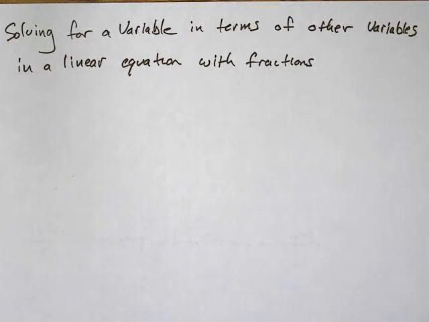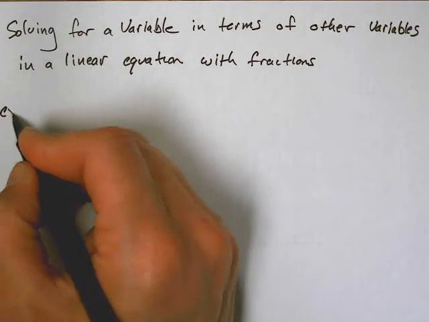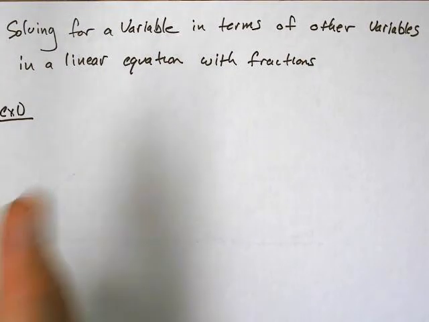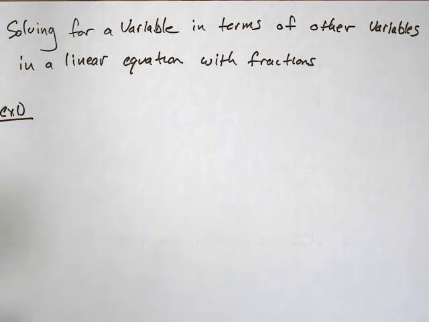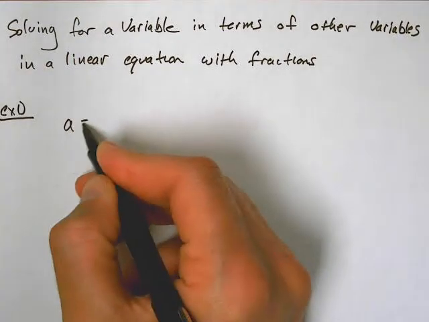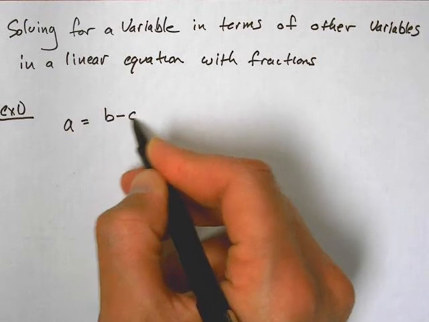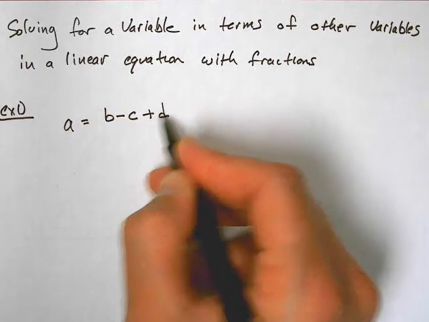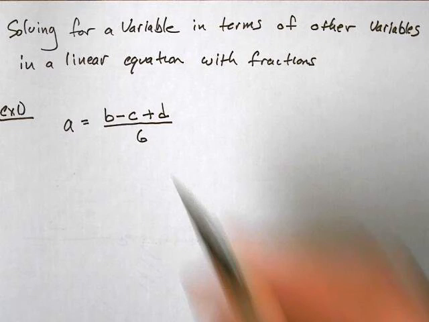Here we're going to look at the topic solving for a variable in terms of other variables in a linear equation with fractions. So I'm going to give you two examples where I'll show you step by step how you can go about doing this. So example one, let's say I'm given the equation A equals B minus C plus D all over 6.